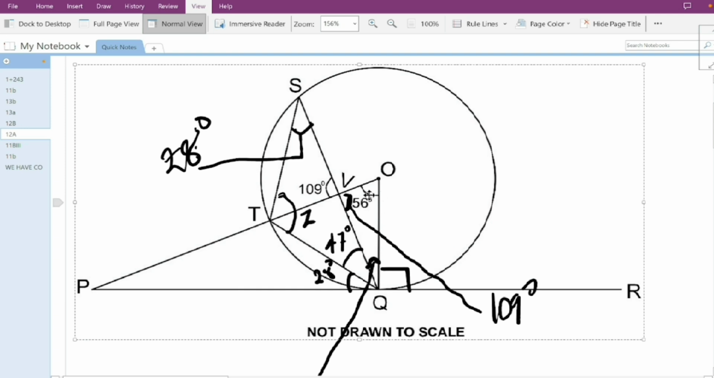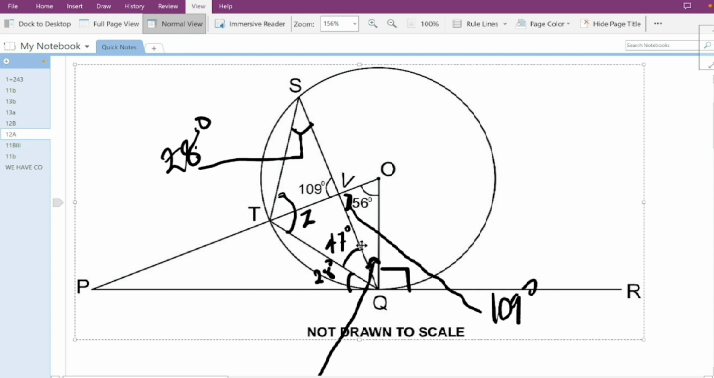Since we have two angles in the triangle, we can easily find the third one using the sum of angles in a triangle equals 180. Once we have that, and we knew this was already 28 degrees, we found this as 47 degrees, because we have two angles of the three angles, and we know the total sum of these angles is 90 degrees. The angle formed by the line from the center of the circle that hits the tangent is 90 degrees.